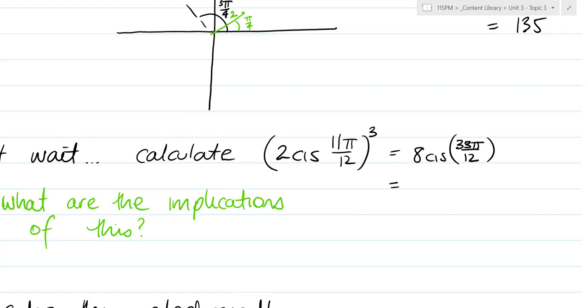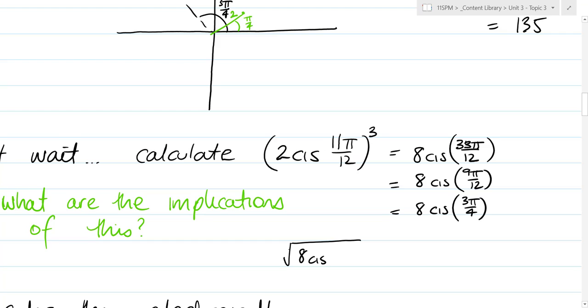Oh, so 24 pi on 4 is 2 pi. We can take that out, can't we? So we get 8 cis, if we take out 24, we'll have 9 pi on 12. And that's equal to 8 cis 3 pi on 4. So this thing cubed is equal to that. So therefore, the cube root of 8 cis 3 pi on 4 is equal to 2 cis 11 pi on 12. But 11 pi on 12 is here.